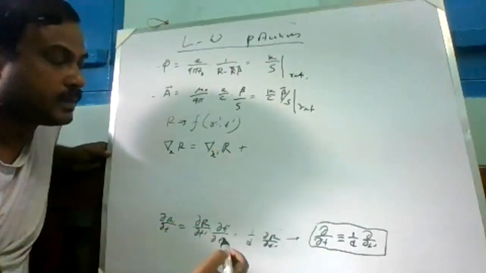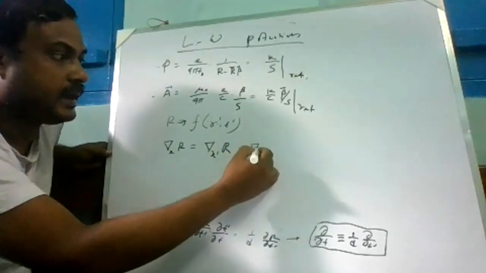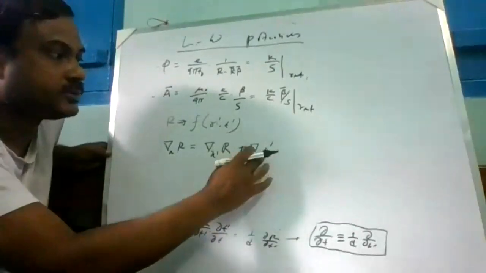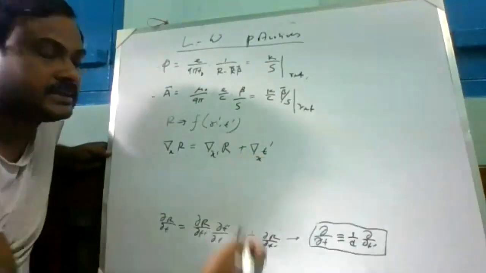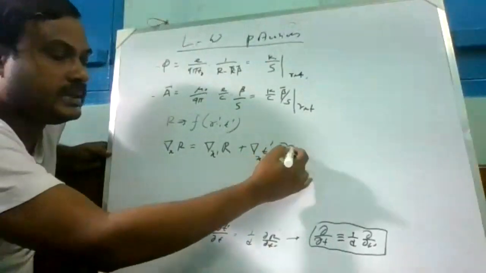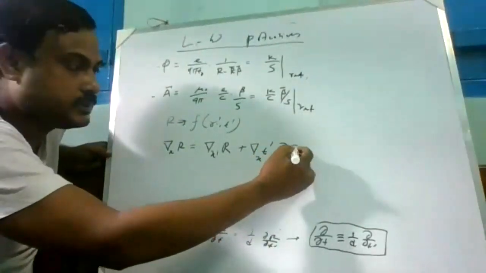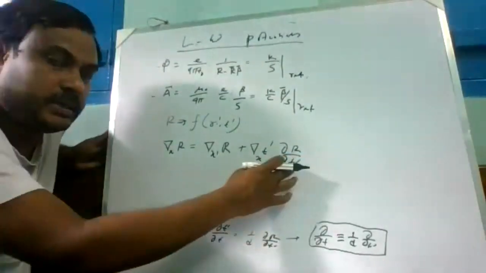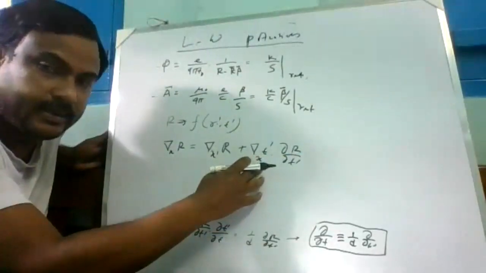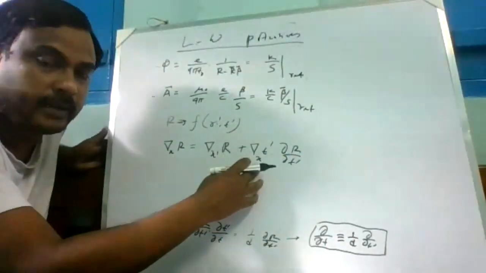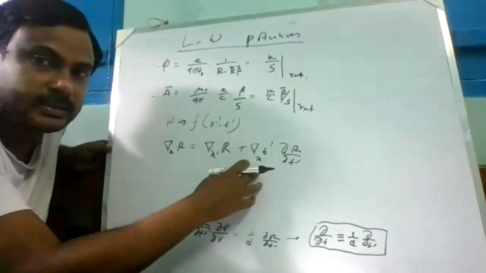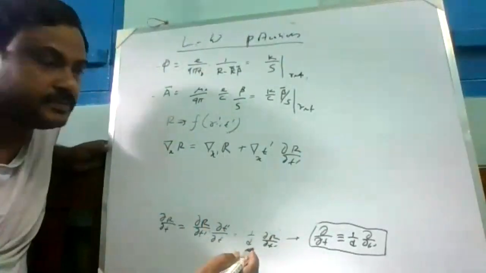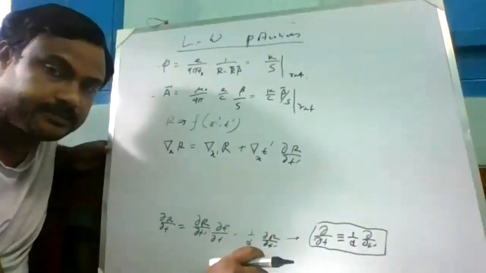plus del X T dash into del R del T dash. I have taken the derivative of T dash and then left del R del T dash, because T dash contains R dash also.